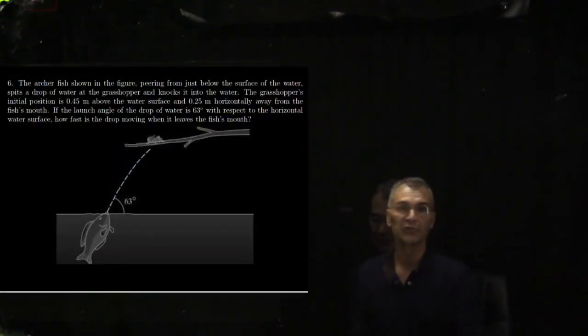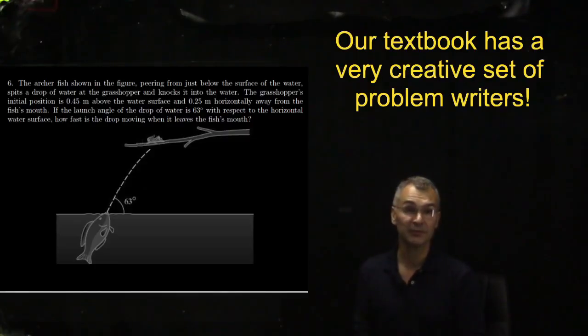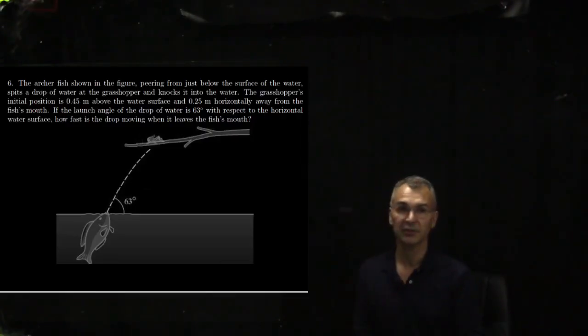The archer fish, shown in the figure, peering from just below the surface of the water, spits a drop of water at the grasshopper and knocks it into the water. People often point out the kind of interesting scenarios in our worksheet problems, so I hope you enjoy this interesting scenario. The grasshopper's initial position is y initial vertically and x initial horizontally.